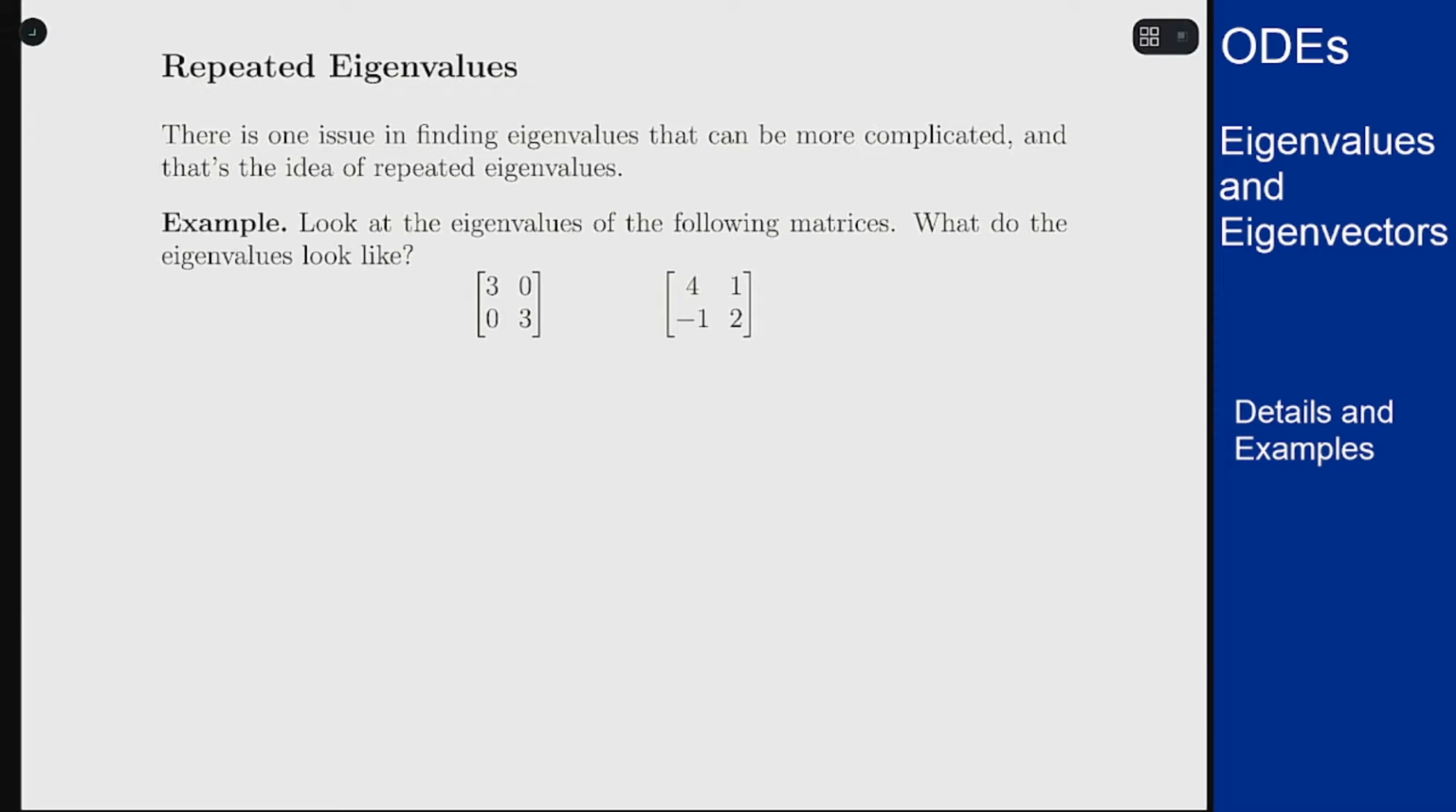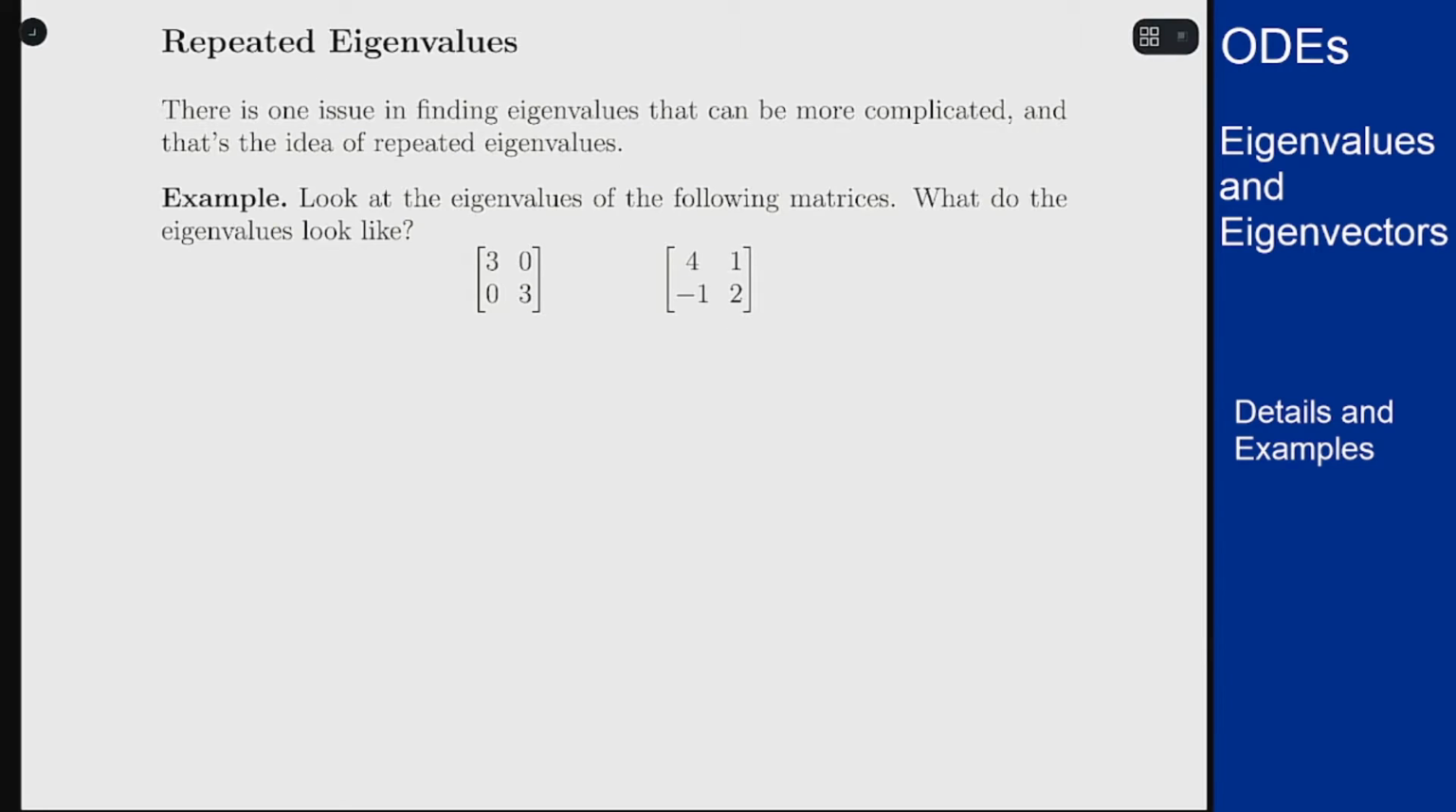In this video, we'll talk about the last possible option for eigenvalues in the case of a matrix, and those are repeated eigenvalues. And just like repeated roots were a problem before for second order equations, repeated eigenvalues are a significant problem. So we have two matrices here. We have [[3, 0], [0, 3]] and [[4, 1], [-1, 2]]. We can look for the eigenvalues and eigenvectors of these matrices.